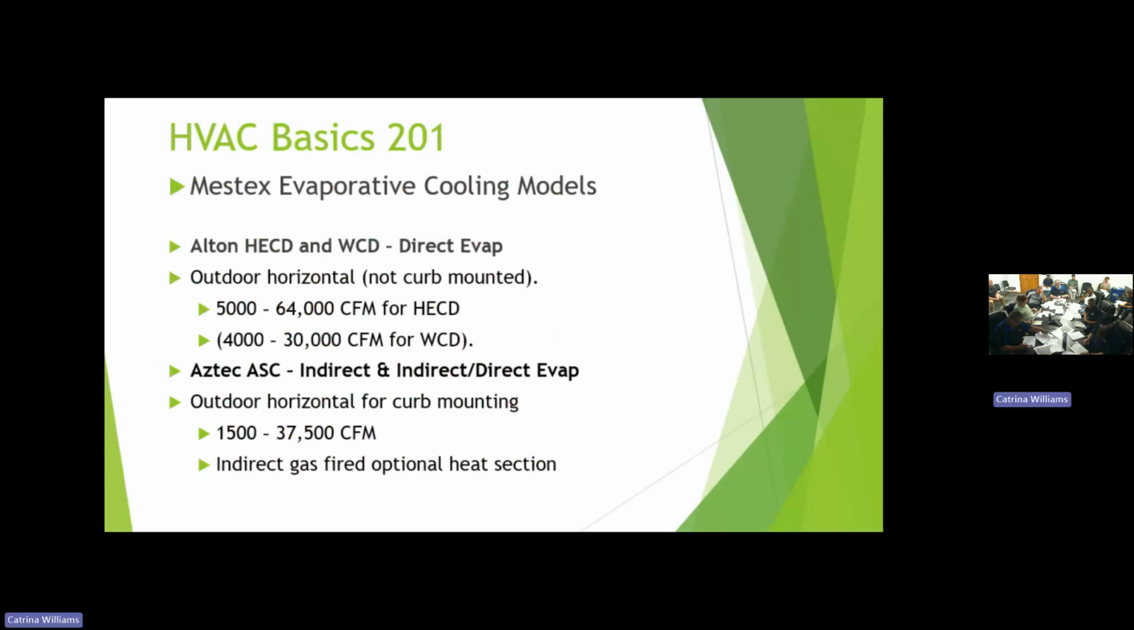So kind of a recap of what products are coming out of this plant. We have the Alton HVAC. These are direct HVAC. They're an outdoor horizontal unit. They aren't made for curb mounting, but they're horizontal for roof mounting on a pier or platform or whatever. The air handler itself ranges from 5,000 to 64,000 CFM. And then we have the washer only. You might be shipping that out, somebody's putting it on their air handler or whatever. But we can offer those modules from 4,000 to 30,000 CFM, just the washer section they can add onto their system.